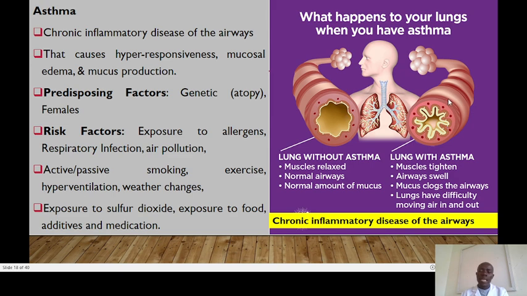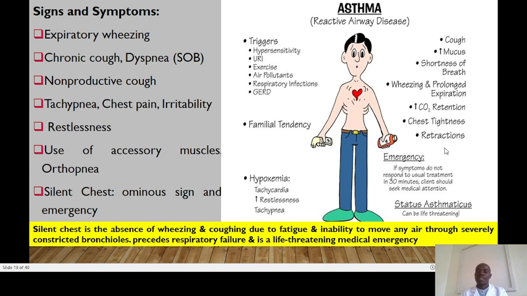So mucus in the airway will clog the airways, and the lungs will have difficulty moving air in and out. The patients will present with expiratory wheezing, chronic cough or shortness of breath, dyspnea, non-productive cough, tachypnea, chest pain, irritability, restlessness, use of accessory muscles, and silent chest. Silent chest simply means absent wheezing and coughing due to fatigue and inability to move any air through the severely constricted bronchioles.